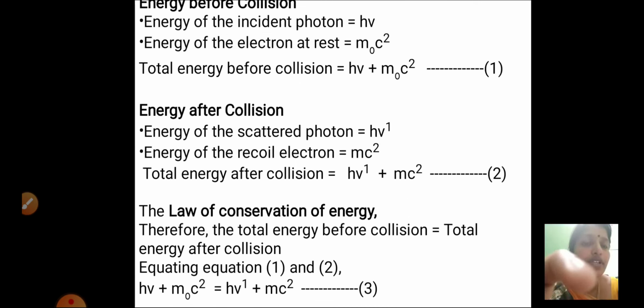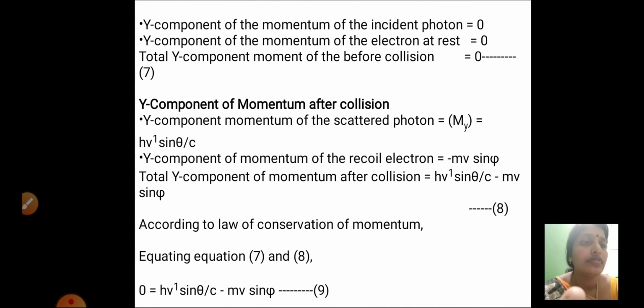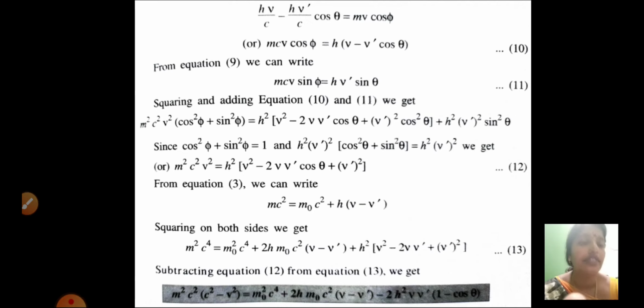h nu plus m naught c squared equal to h nu dash plus mc squared. Now from this, mc squared equal to h into nu minus nu dash, and m naught c squared. Okay, mc squared equal to m naught c squared plus h into nu minus nu dash. So squaring on both sides.